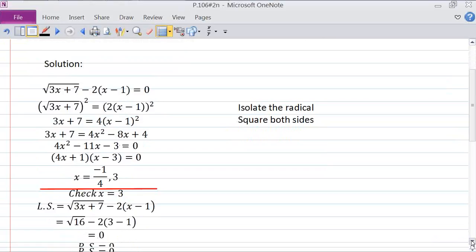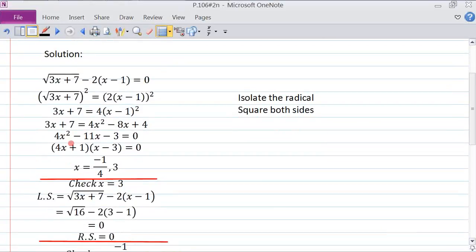I'm going to factor that, and I factor it as 4x plus 1, x minus 3. And so 4x times x gives me 4x squared. The inner term is plus x. The outer is minus 12x. Minus 12x plus x gives me minus 11x. And plus 1 times minus 3, the last term, gives me minus 3. So I'm going from this and just showing that this is correct.